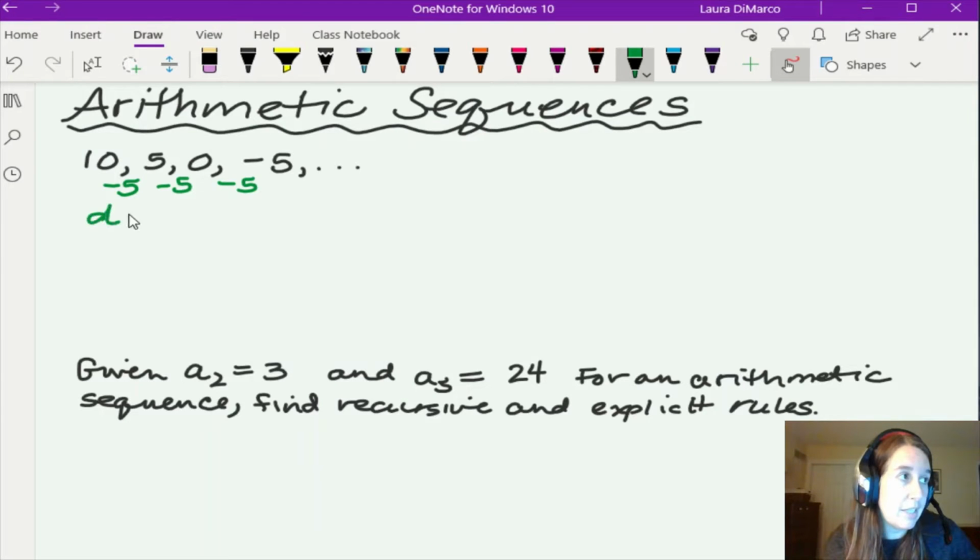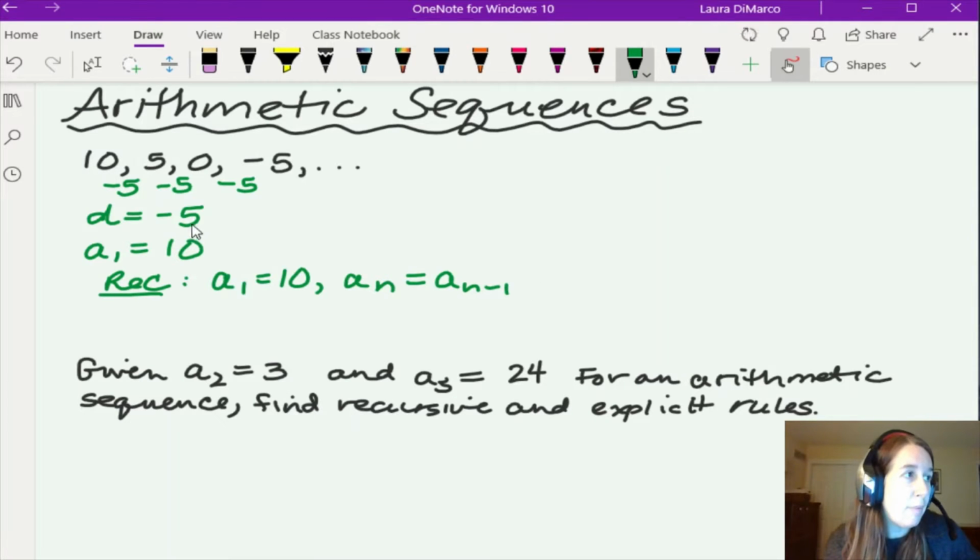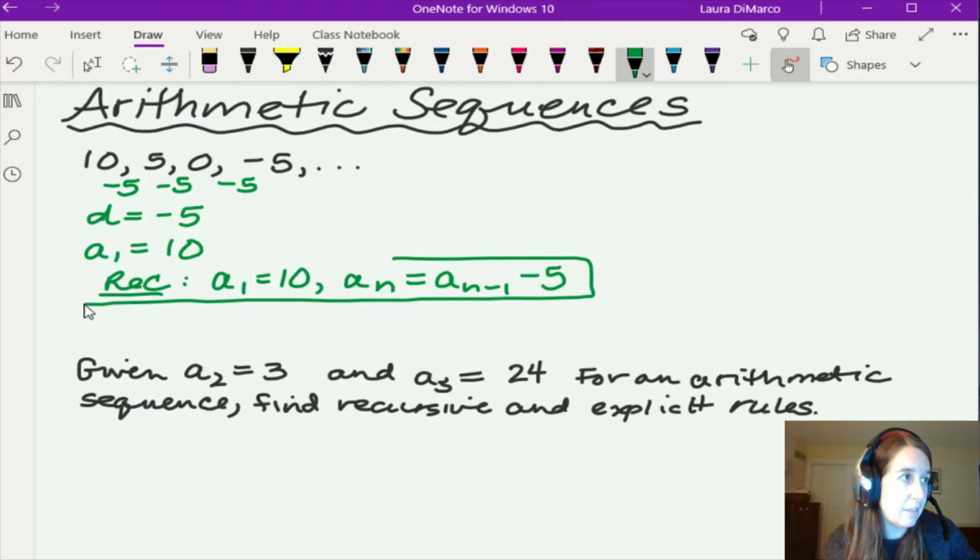So we know that d is negative 5. That's that common difference. And then our first term is 10, so a sub 1 is equal to 10. So our formulas: if we have to write a recursive formula, we're going to state the first term, a sub 1 equals 10, and then state how to get a sub n. And that's going to be a sub n minus 1, the previous term, plus d. So I'm going to go minus 5 because we're subtracting 5 each time, so plus negative 5 or just minus 5. So that's our recursive formula. There's nothing else to do for it.